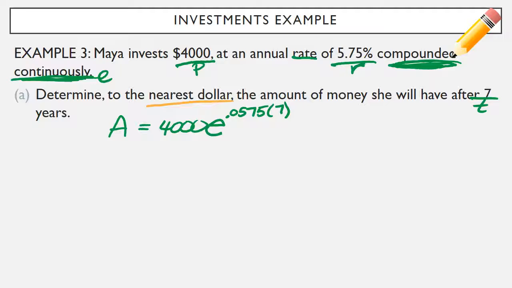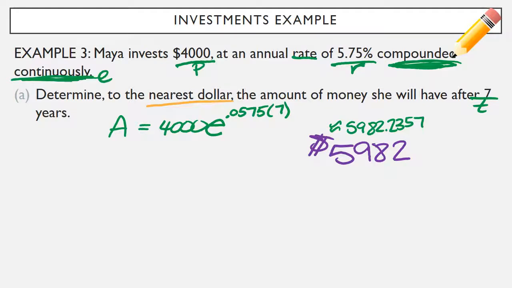So in this case, I ended up with approximately 5982.2357. I'm writing it all down because I'm not answering yet. It says to the nearest dollar. So my amount is going to be $5,982 to the nearest dollar. Makes sense. I went up from 4,000 to almost 6,000.